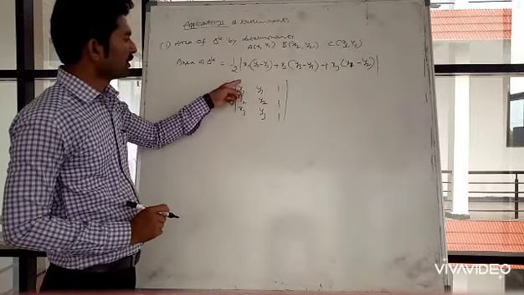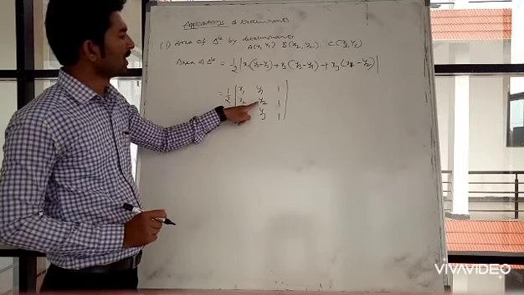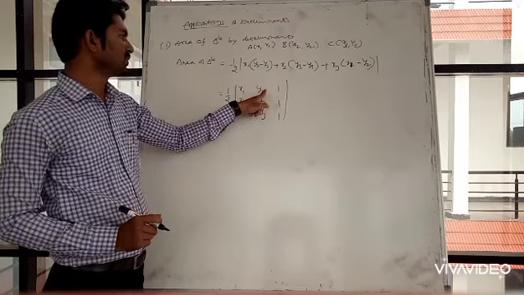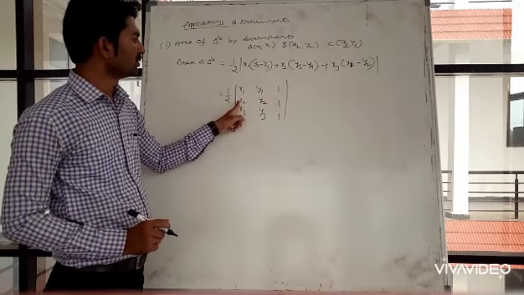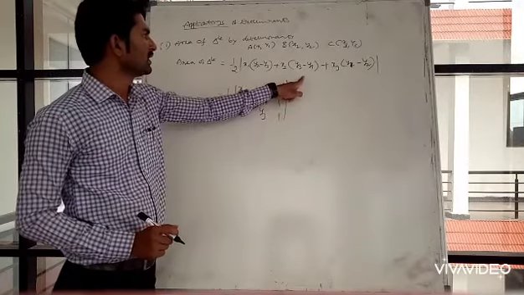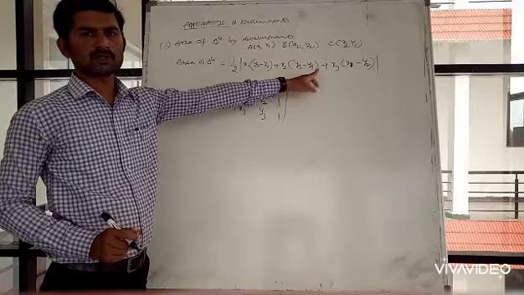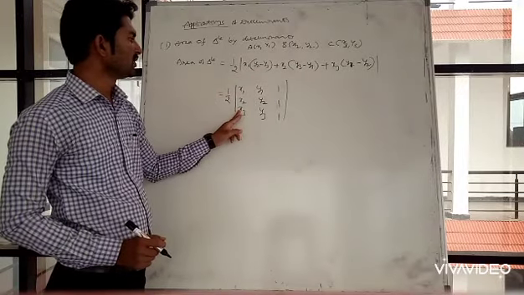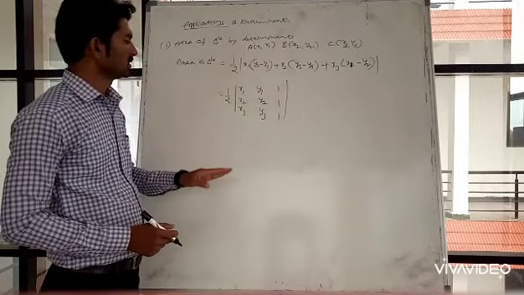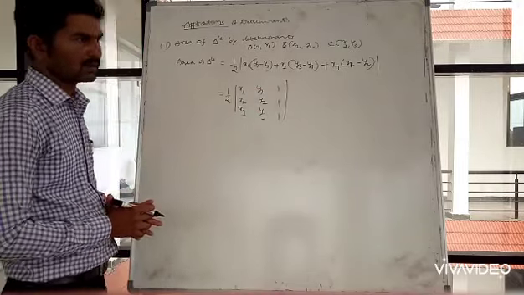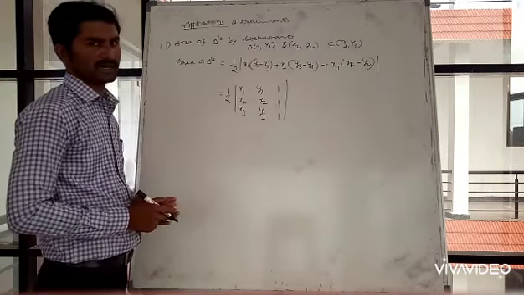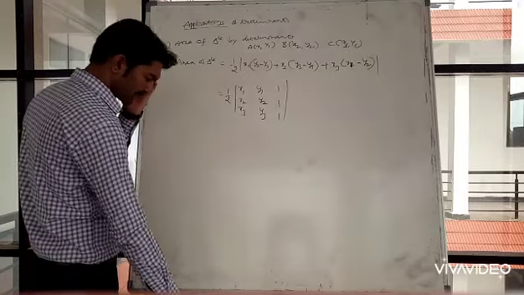See, if you expand from the first column: x1 into (y2 minus y3), minus x2 into, leaving this row and column, (y1 minus y3). If you take the minus outside, it becomes (y3 minus y1). Plus x3 into, leaving this row and column, (y1 minus y2). So this is the formula for using the determinant to calculate the area of the triangle. We need to remember this formula. We'll see some examples.